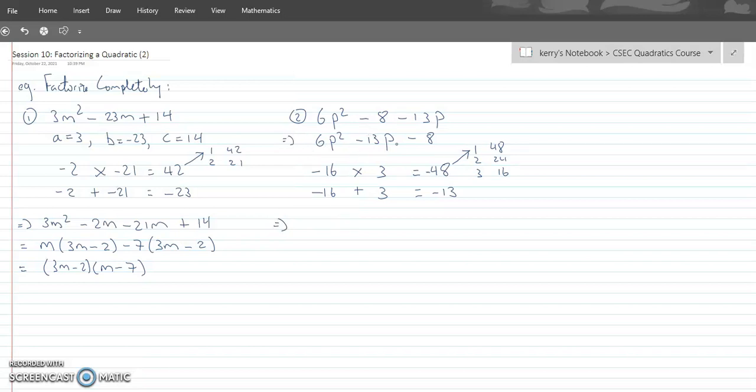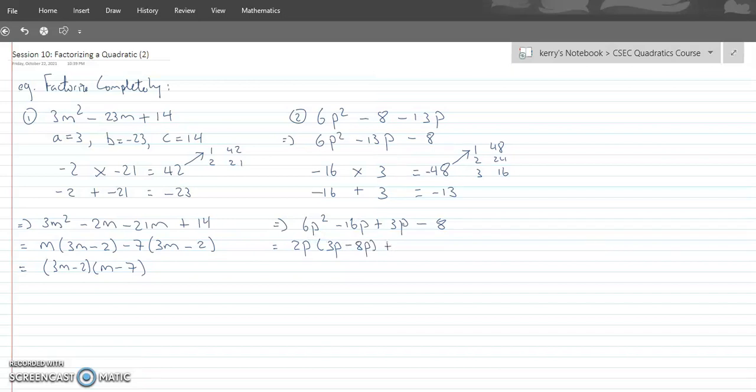You split up your negative 13p into these two numbers. So it becomes 6p squared minus 16p plus 3p minus 8. Now again, it doesn't matter which number comes where, right? The 3p could have come first and the minus 16p could have come here, we would get the same answer. Now between the 6p squared and the 16p, we could take out 2 and p. 6p squared divided by 2p is 3p, and minus 16p divided by 2p is minus 8.